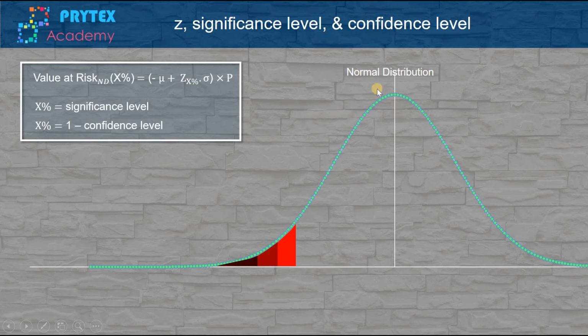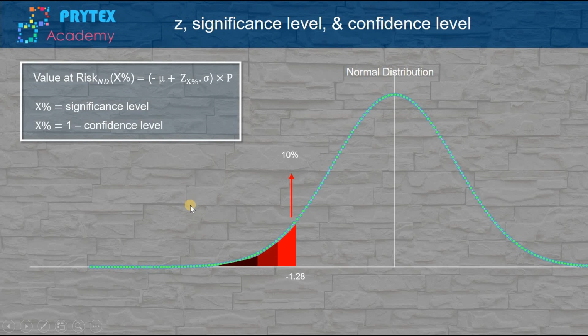For this distribution, from the sample analysis, we'll be able to calculate the mu and the sigma. And if we know at what significance we want to calculate the value at risk, we'll know the z value, and definitely we will also know the portfolio's value. So value at risk can be quantified by this formula if the underlying distribution is normal.